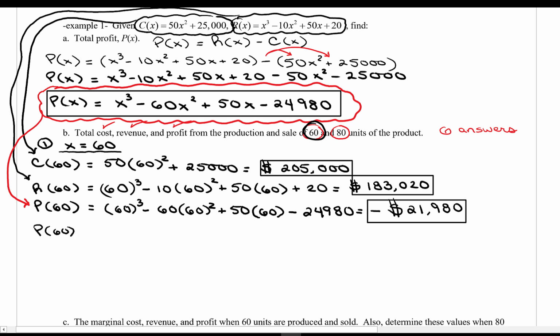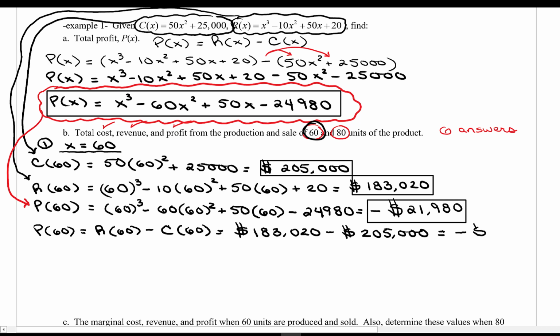Another way to find P of 60 would be to find R of 60 minus C of 60. So if I just input the values I got for R of 60 and then subtract C of 60 from that value, I should be able to get the same answer. So let's see, we get here that this equals $183,020 minus $205,000, and this is equal to negative $21,980. So yes, it checks out. So that way I feel good about my answers.